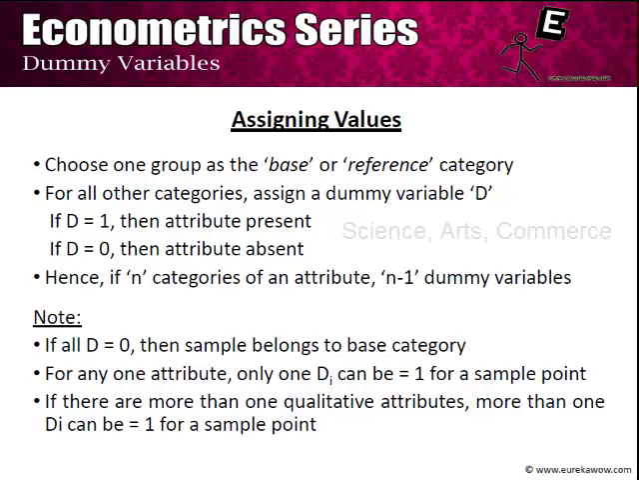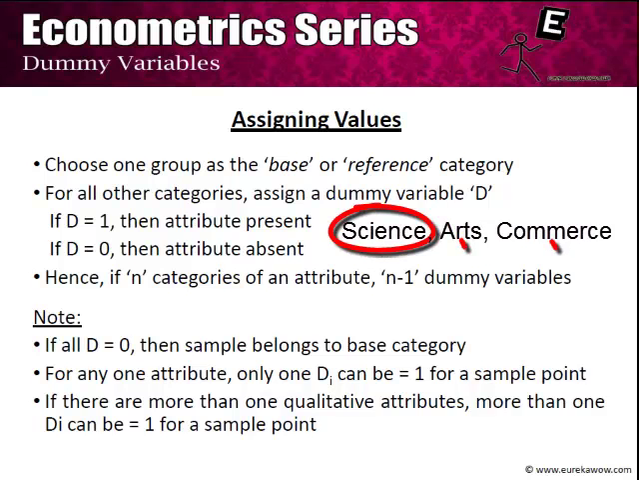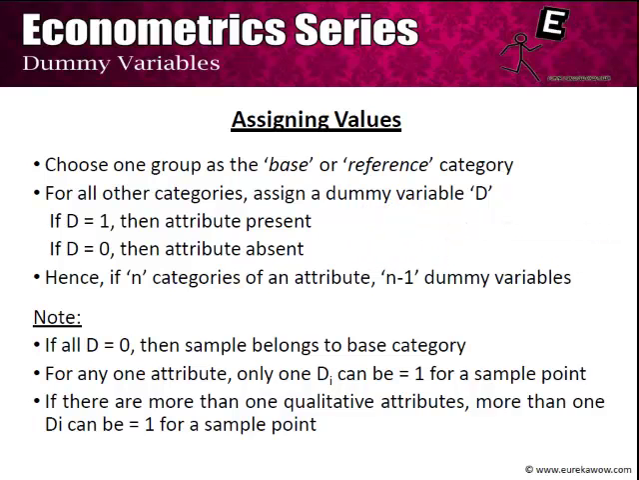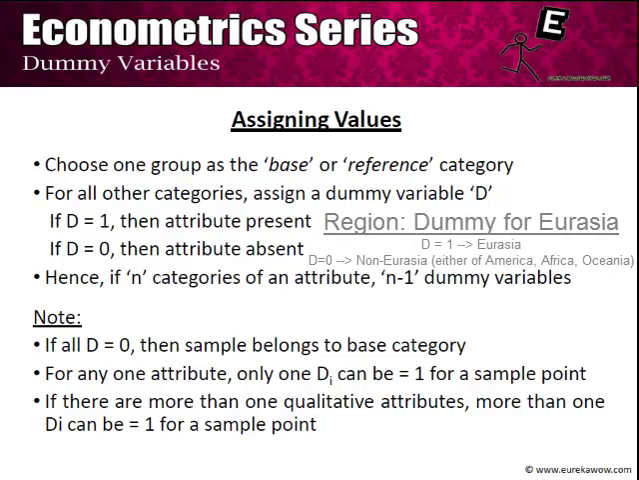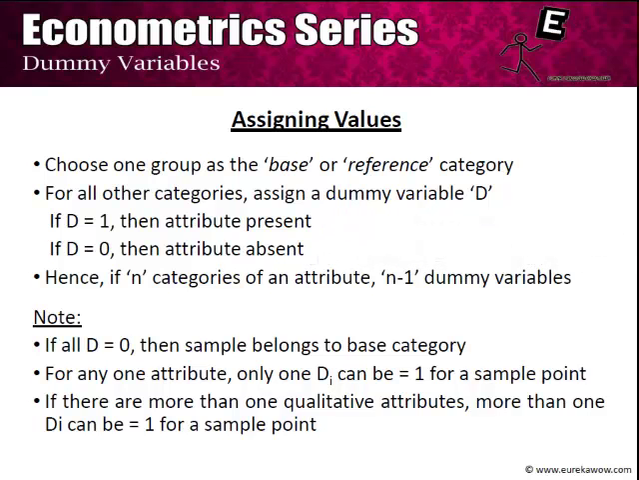So for example, if there are three categories, then one of them becomes the base category, and for the other two we assign dummies. If D equal to 1, then that attribute is present, and if D equal to 0, then that attribute is absent. For example, if you're talking about region, then if D refers to the presence or absence of it being a Eurasian economy, then D equal to 1 will say that it is a Eurasian economy, and D equal to 0 will say that it is not a Eurasian economy.